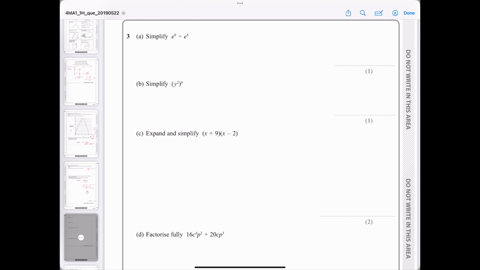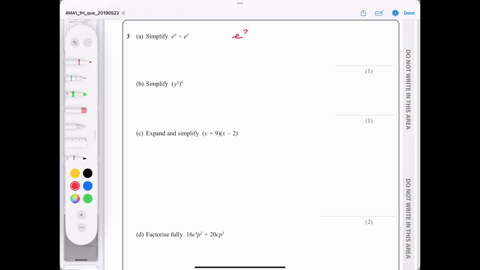Simplify e to the power 9 divided by e to the 5. I always write things like this because I find them easier to read. When you do this, it literally means if you've got the same base, you just take the indices away. So it means e 9 minus 5, and that would be e to the 4. With this, with b, y to the 2 to the 8, that means times the indices together. So it's y 2 times 8, and that's y to the 16.